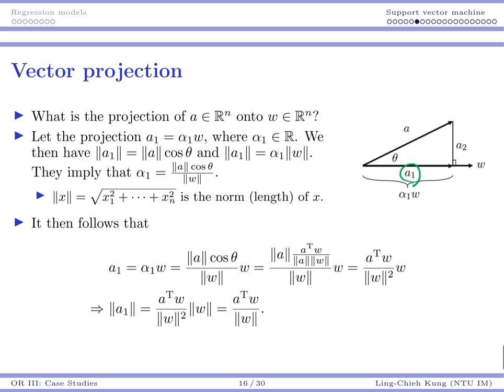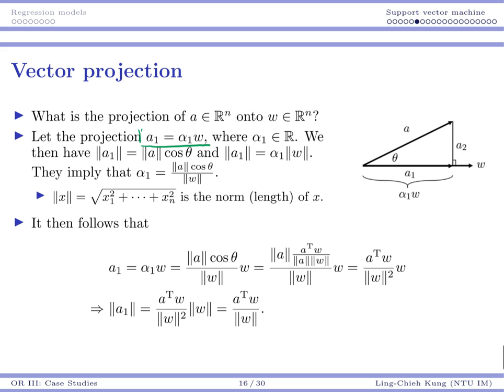Then naturally A1 and W differ only by a constant multiplier. Let's call it alpha 1. So let's say the projection A1 is alpha 1 times W. Let's do some derivations. For this particular equation, we have two vectors, one on each side.